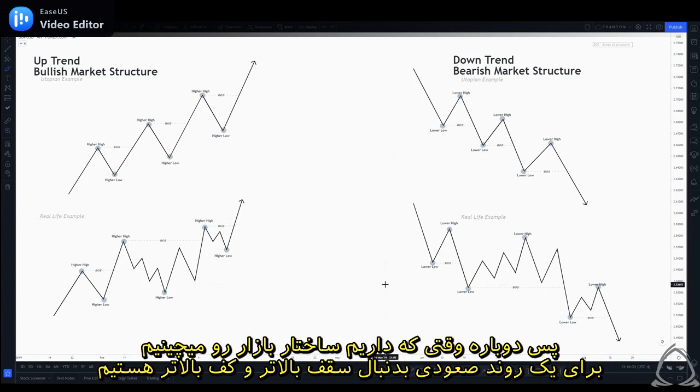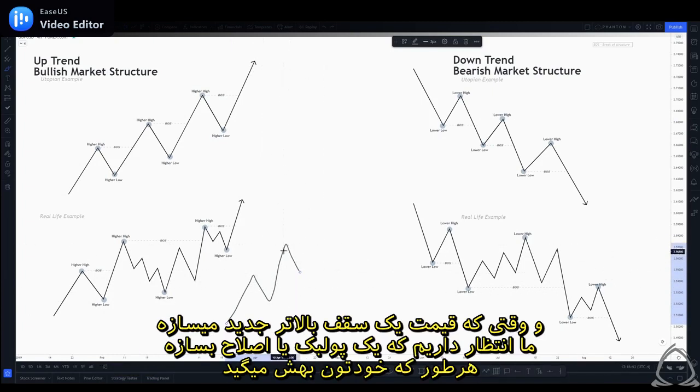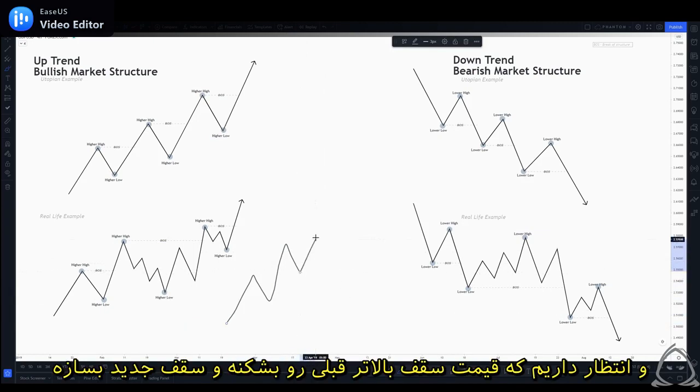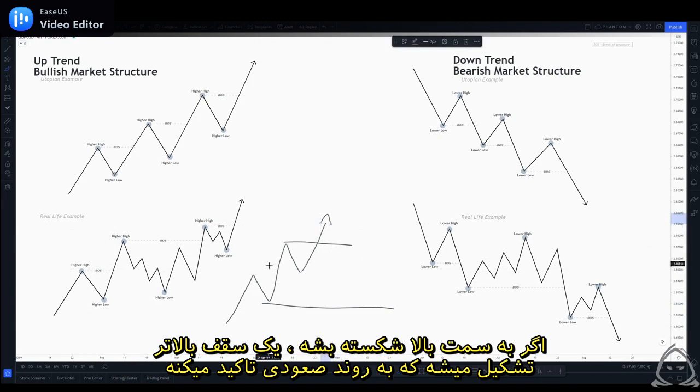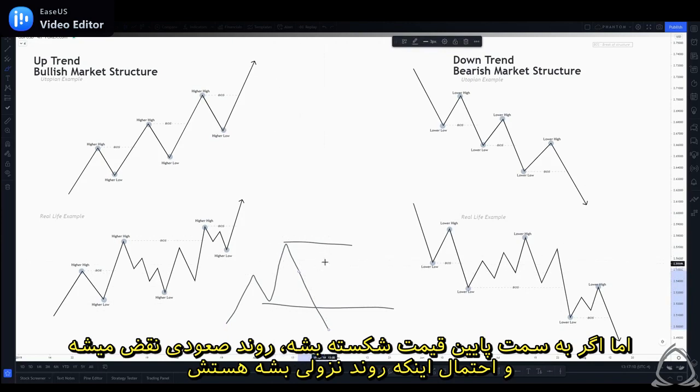So again, what we're looking for when we're mapping out our market structure, if we're in an uptrend, is higher highs and higher lows. What we're expecting once price creates a higher high is a pullback, a correction, or a retracement, whichever way you want to describe it. We'd then expect price to break that previous high, creating a higher high. But if price does not break that higher high, we're caught in this range of price. If we break to the upside, that's a higher high, confirming more of a bull trend. But if we break to the downside, we have invalidated the bull trend and could potentially be switching bearish.